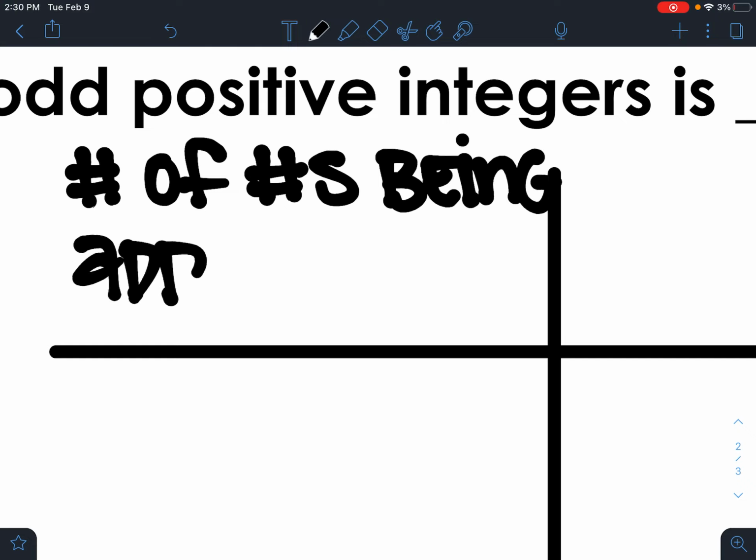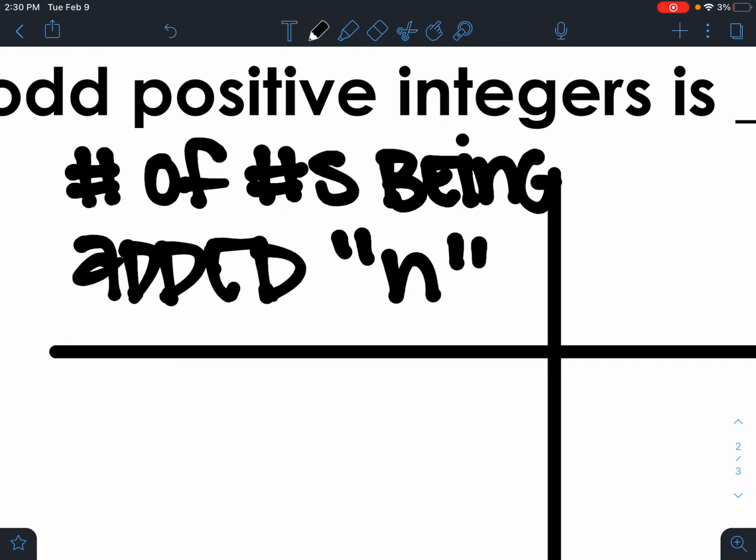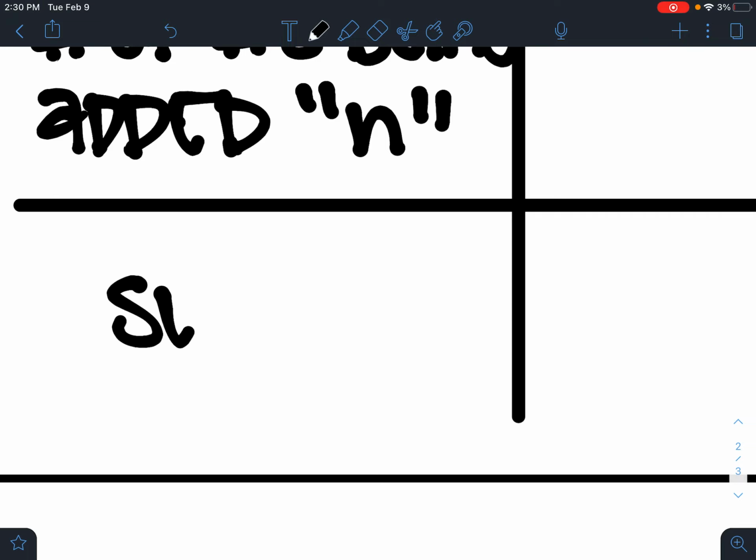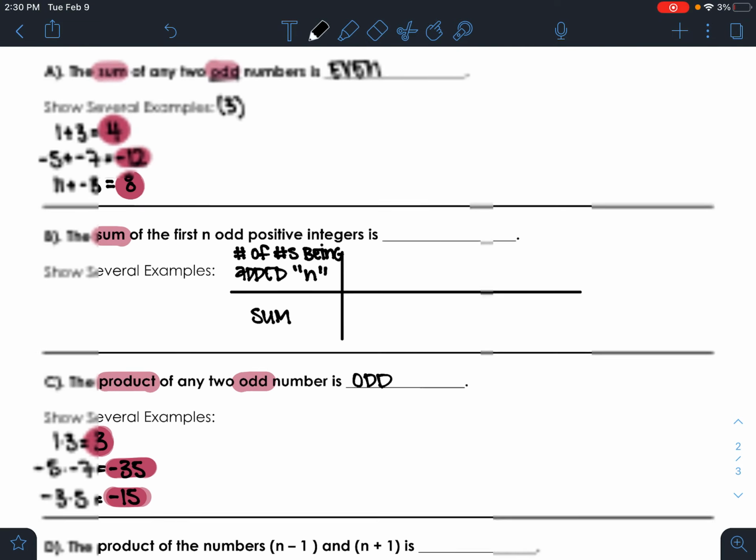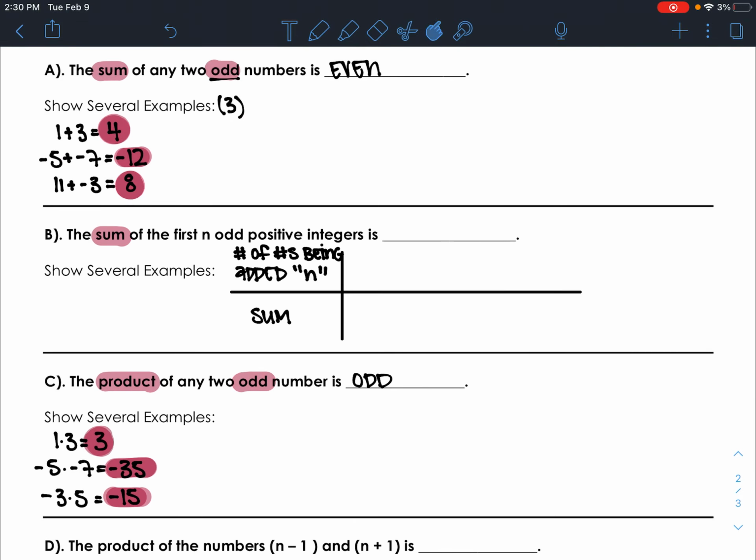But what really this column is, n. Okay, so it's the number of numbers being added. And then this bottom one is the actual sum. Okay, so stick with me on this one. It's not going to make much sense until we get like two examples in, okay?